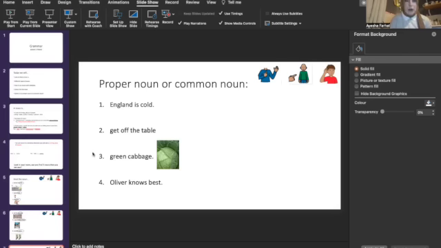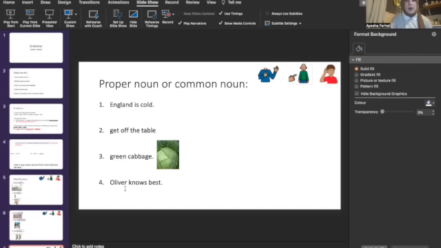Okay, the third one, green cabbage. Is it a proper noun? Is it referring to something in particular, or is it talking about something in general? Well, it's talking about something in general, a green cabbage. It's a general object. Therefore, it would be a common noun.